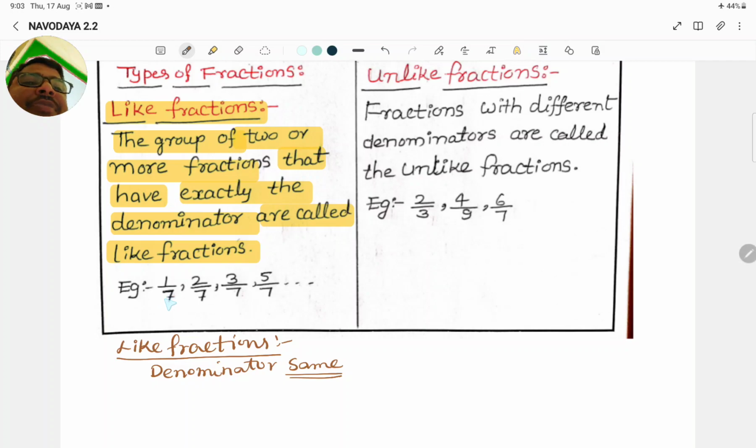For example, here 1 divided by 7, 2 divided by 7, 3 divided by 7, 5 divided by 7. In total how many fractions are there here? Total 4 fractions are there. When we compare these 4 fractions, the denominator is the same. That's why these 4 fractions are examples of like fractions.